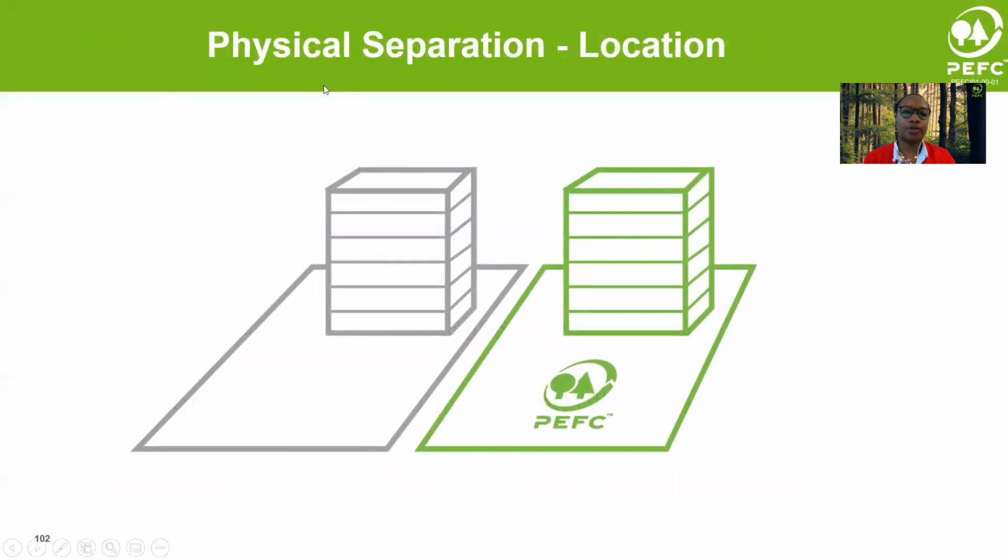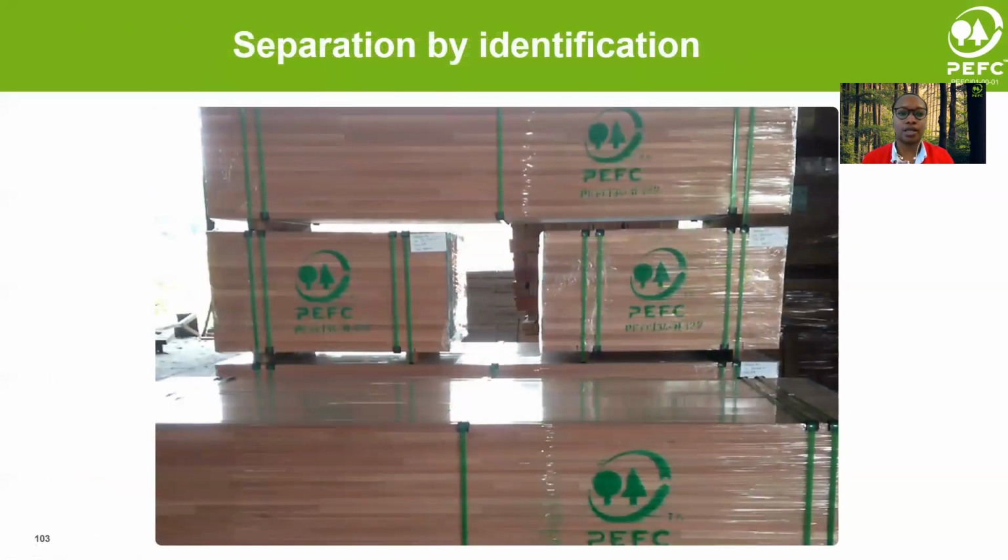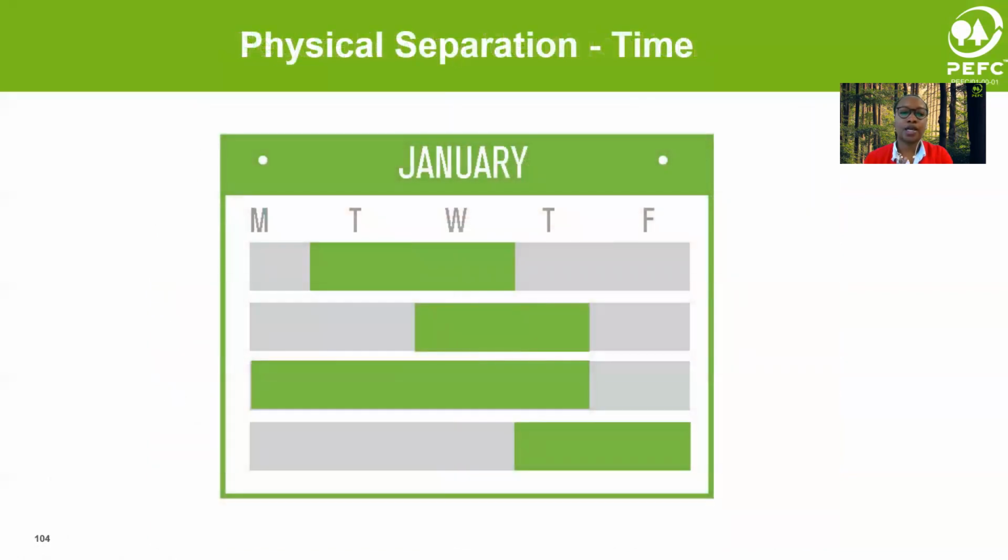So here you have an example of physical separation by location. You have to clearly separate the material. Let's assume these are blocks of timber with a clear marking of PEFC material, and this is other material. So this is an example of separation by identification. You can clearly see that the material is separated by clear marking, and you can identify that the material is PEFC certified. And documenting the time of when the material has been put in storage. So this is just an example.